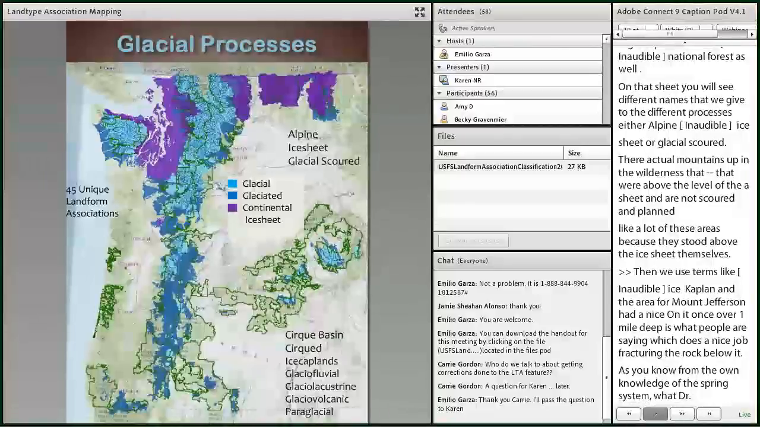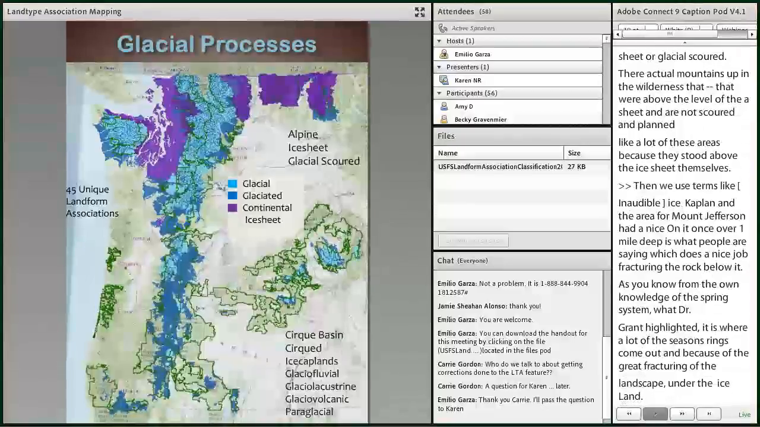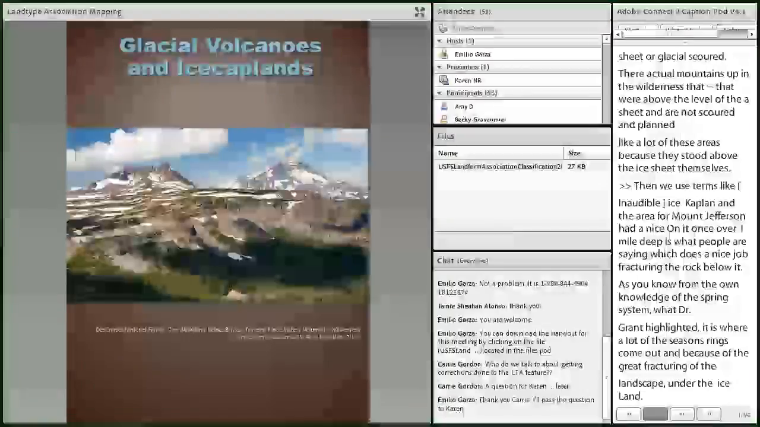And then as the glaciers move down the valleys, we have terms like glacial fluvial, glacial lacustrine. Some of the Oso landslide was a glacial lacustrine deposit. We have glacial volcanic and paraglacial, meaning next to but not touched by the glacier. So just to give a visual of what that looks like.